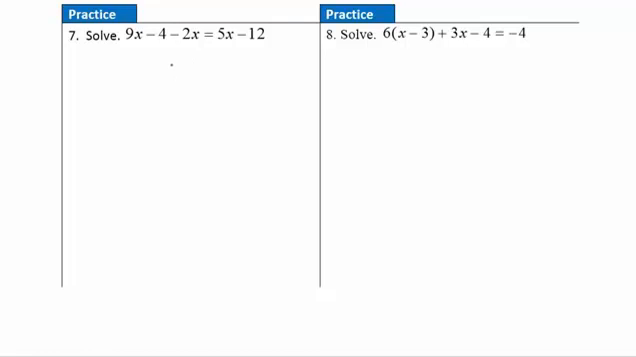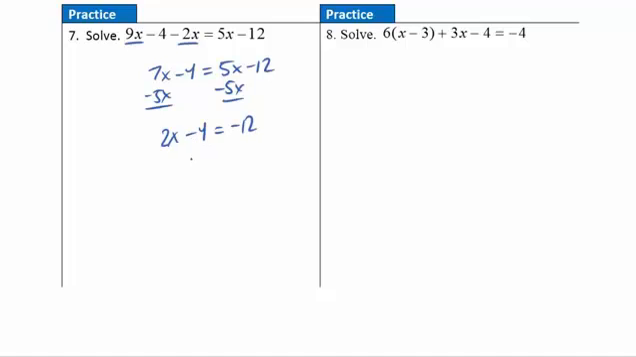Okay, practice question 7. On the left side of the expression here, I have like terms to combine. A 9x and a negative 2x will give me 7x. The right side, I can't simplify that anymore, so that's just going to stay as it is. Now I'm looking to get rid of my smaller variable term, which is the 5x. So let's see, 2x minus 4 is equal to negative 12.